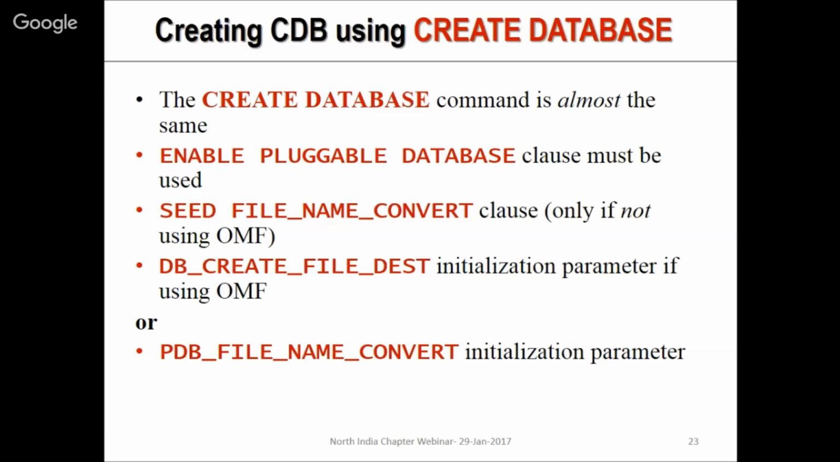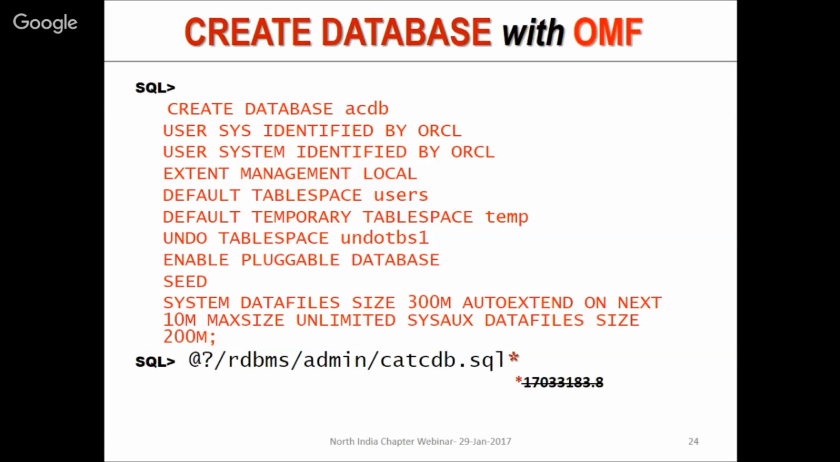So you can see that we have the create database command shown to you, and it is absolutely the same except for the enable pluggable database option, which is over here, and you have to mention the keyword seed, which is here, and the rest of the things are the same. After running this, you do have to run a script called catcdb.sql.